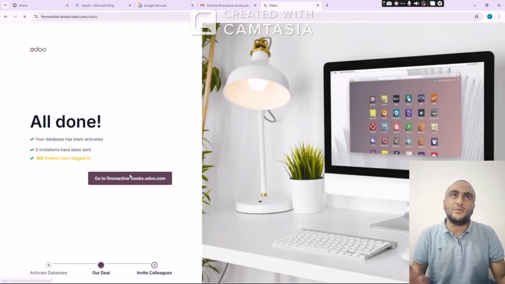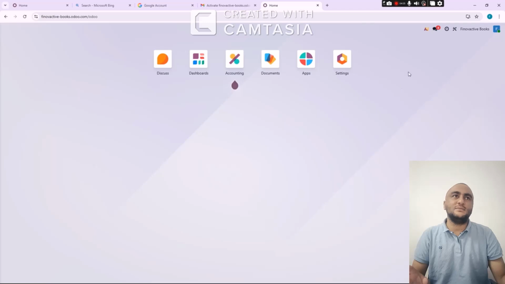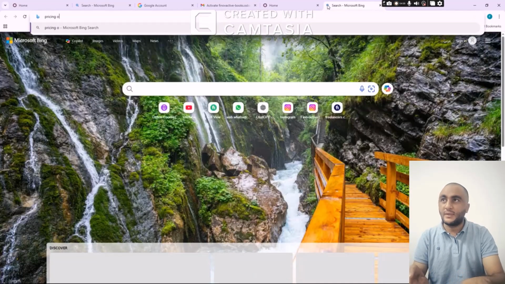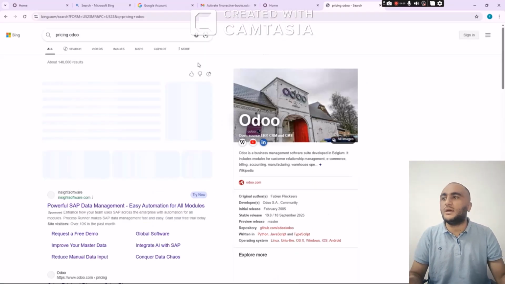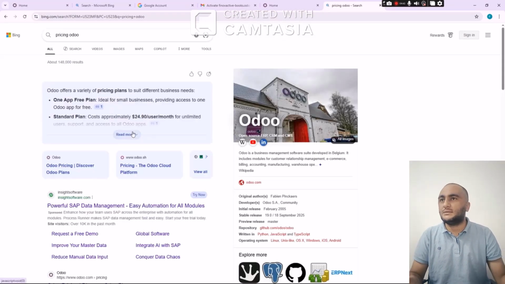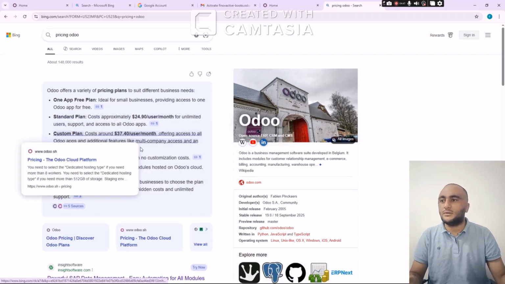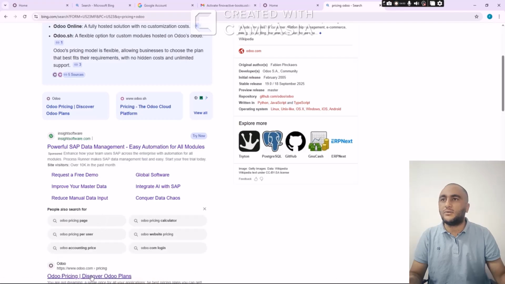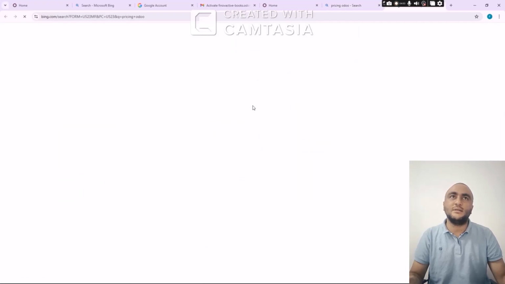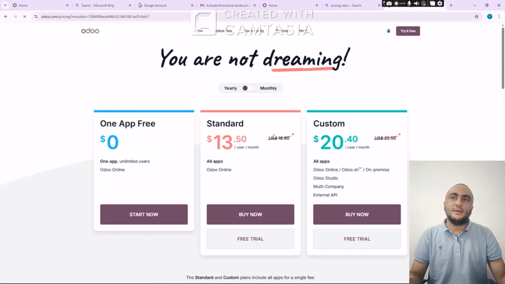Now my database on Odoo is created. This is my dashboard on Odoo, and here my database is created. It's free for 15 days. After 15 days, I will show you the pricing of Odoo. I am here in Saudi Arabia, so here the pricing is custom plan, standard plan is $24. Not sure, not really. This is the correct pricing on the Odoo website itself. Standard 13, custom 20, and 1 app free.